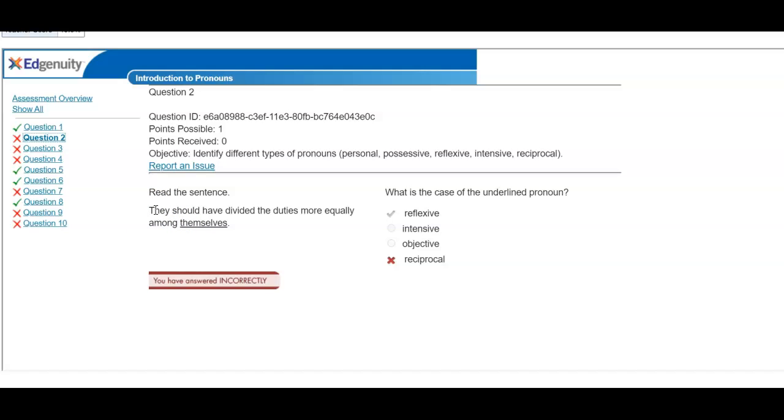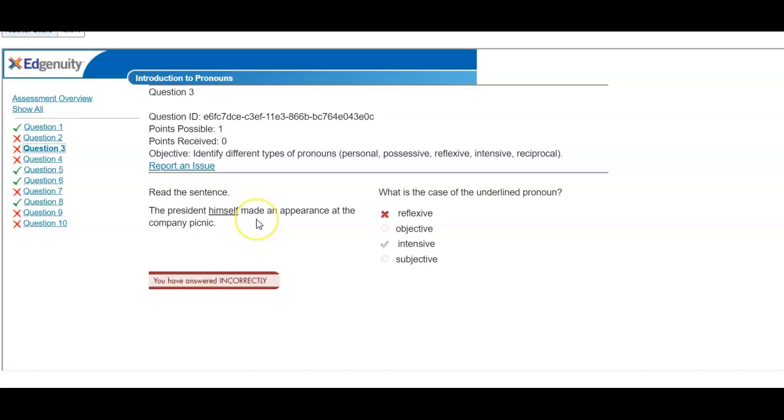Reciprocal is like we gave it to each other. Each other is that we can reciprocate those feelings. They're not reciprocating anything here. Themselves is standing for they. Who divided the duties more equally, or who should have? Themselves, they. So themselves, ourself, myself. If you want to write yourself a little list, those are reflexive. If you had each other, one another, then that's reciprocal. I know that's confusing because they both have that prefix of re, so you might want to jot that down while you're taking the quiz.